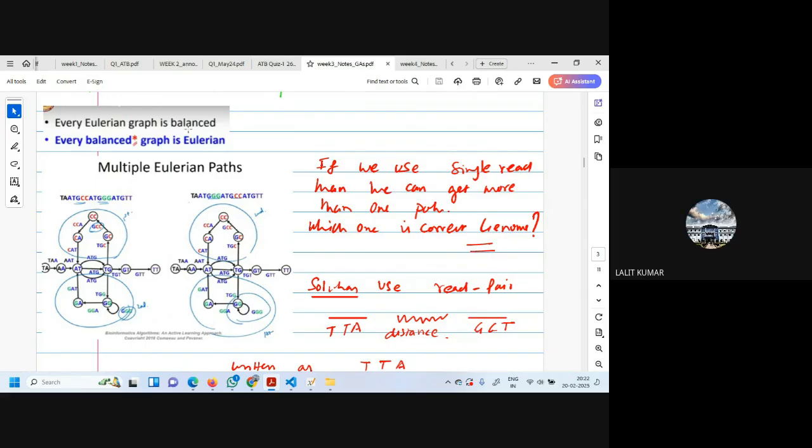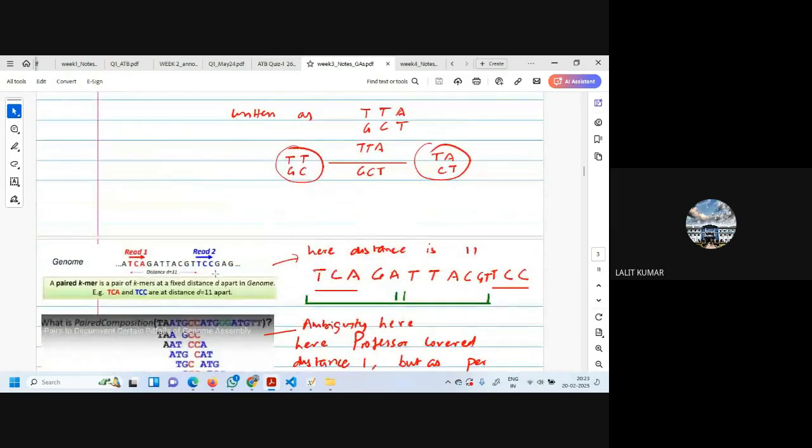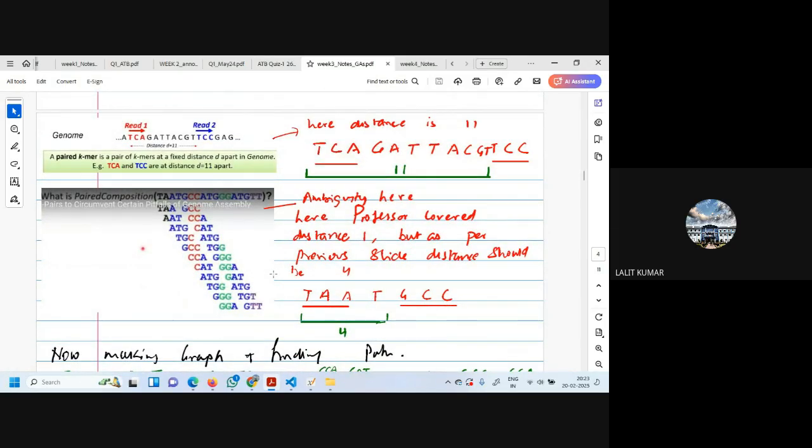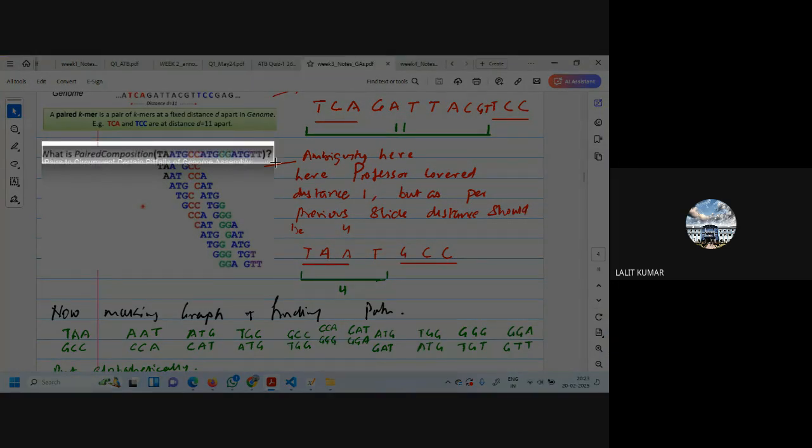But the problem with the Eulerian path is that you can find more than one genome sequence, because you can go from here, and you can come here, and you can take the north route or you can take the south route. So there can be two genome sequences. That is a problem when we do the single read Eulerian path problem. So to solve that, we use pairs with a distance. We make the pairs. I'll just take this example.